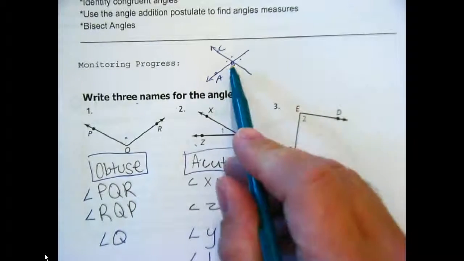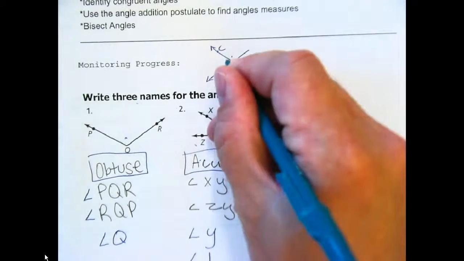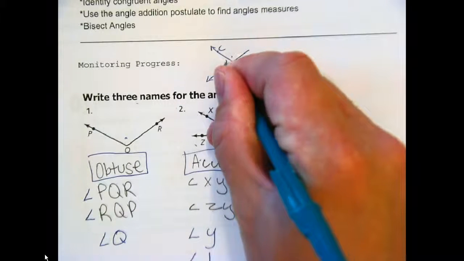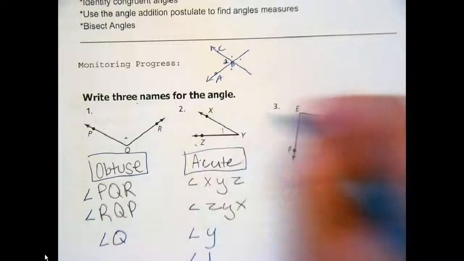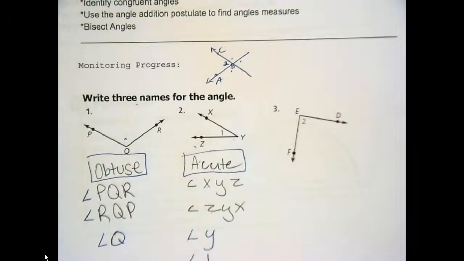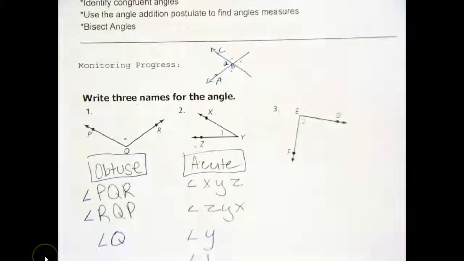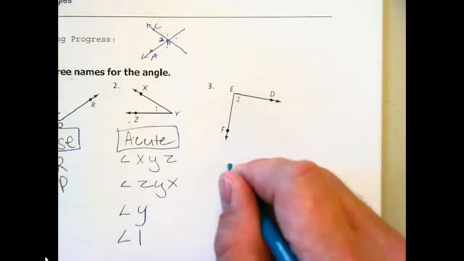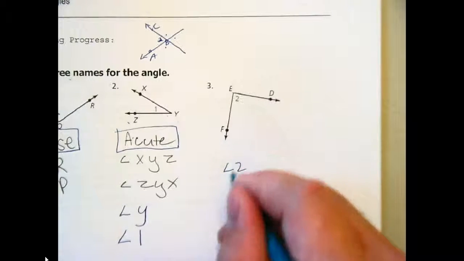You could reference that now as angle 2. You wouldn't call it B2, you just say angle 2. So this CBA could also be called angle 2. So what could we call this one? Drew? Angle 2.